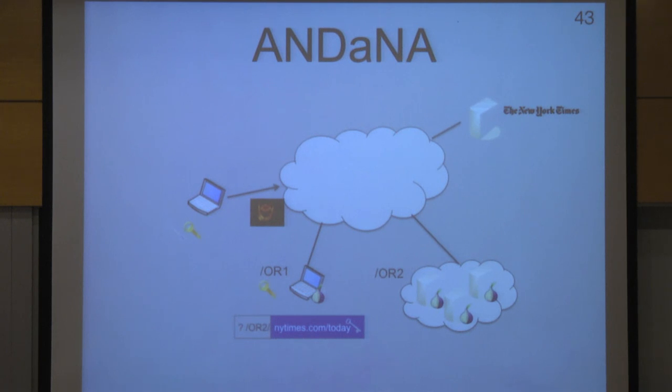Again, because the blue part is random, it cannot be found cached somewhere, so it's guaranteed to go all the way to OR2, where it gets decrypted, and now it says, oh, okay, somebody wants the New York Times front page. Cool. Goes to the New York Times. The New York Times has no idea where this comes from, and even if it did, it doesn't know whether it's the original request or an anonymized request. So it just serves the content.